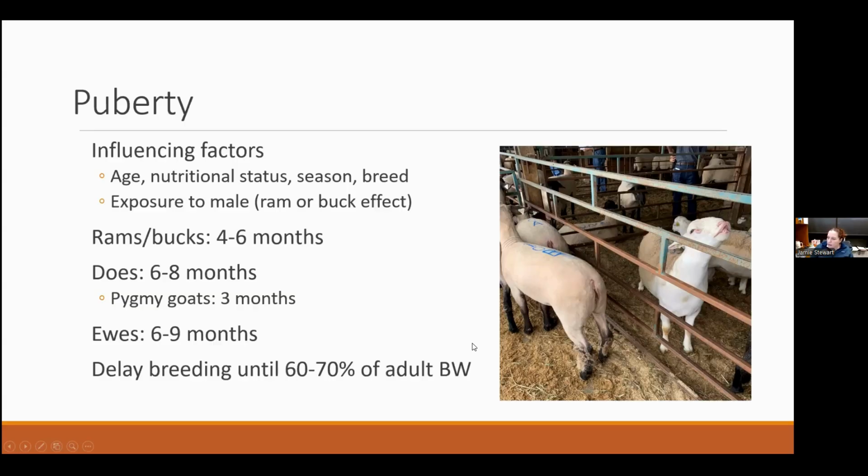And even with the timing to puberty, you do want to make sure that they're at least 2/3 of their adult body weight. So just because they're coming into heat at 3 months of age doesn't mean that you should necessarily breed them. Most of the time we will breed them in that 6 to 8 month period, but you do want to make sure that they've been growing appropriately and that they are reaching about 2/3 of their body weight when they're bred, so that they're getting close to that body weight by the time they give birth.